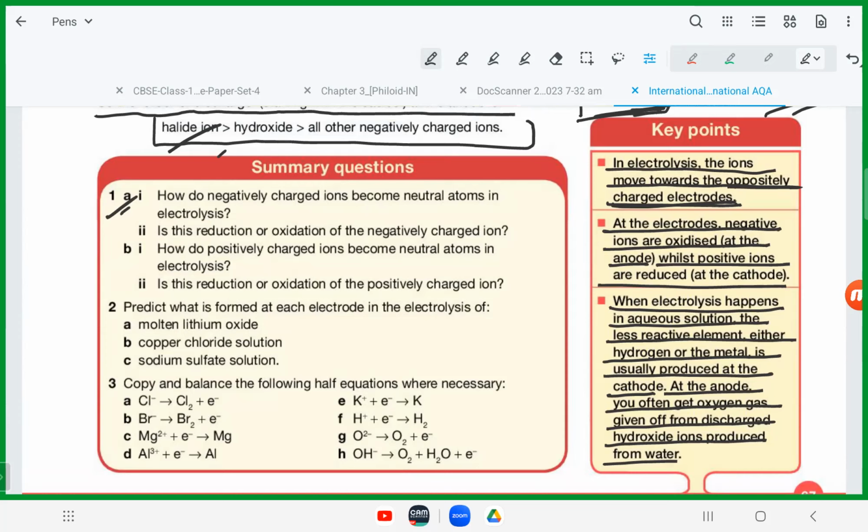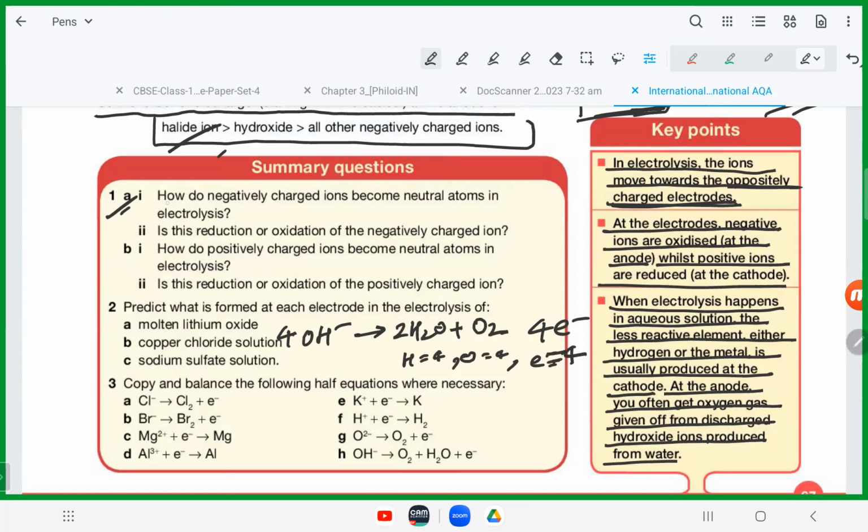So for negatively charged ions, just now we studied, the OH minus ion. We are taking 4 OH minus ions, so 4 electrons are going to be lost. Then what is forming? 2H2O plus O2. You can count: hydrogen are 4, oxygen are 4. Negative charge, how much is there? Electrons are also going to be 4.